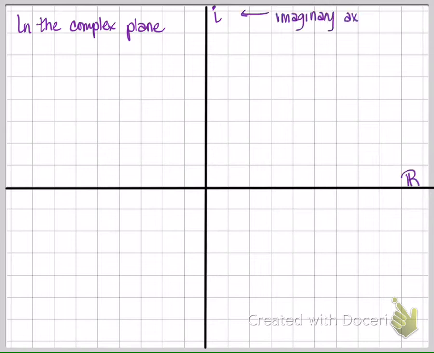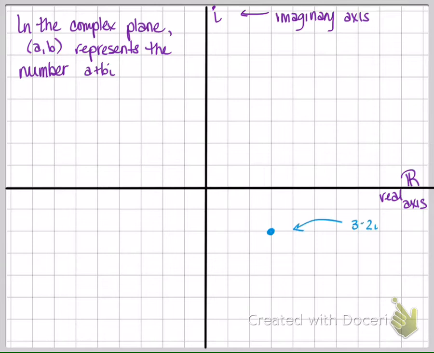For starters, we work in the complex plane when we're trying to talk about complex numbers, where the horizontal axis is real, the vertical axis is imaginary. The point (a, b) would represent the number a plus bi. 3 minus 2i, for the sake of our example, gets plotted in the fourth quadrant. Now, we do that because we move 3 units along the real axis, 2 units down along the imaginary axis, landing on that point.